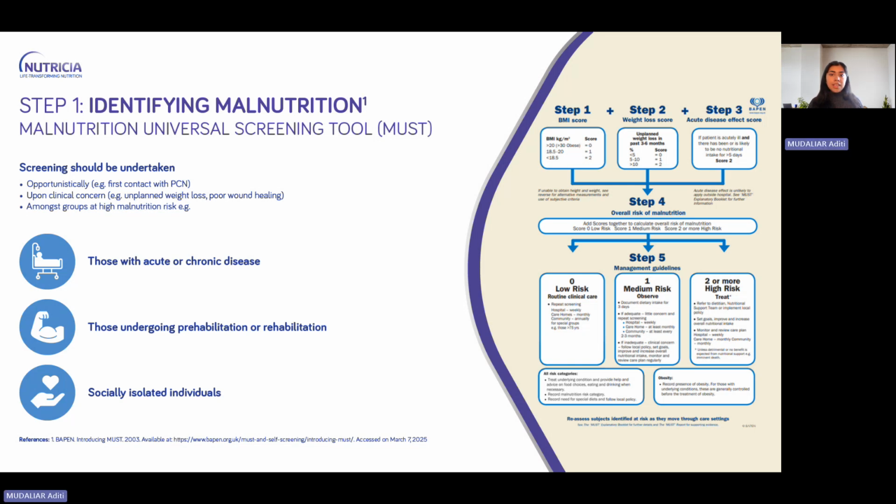The outcome is a score that will reflect the overall risk of malnutrition, 0 being low risk, 1 being medium risk, and 2 or more indicating the individual is at high risk.